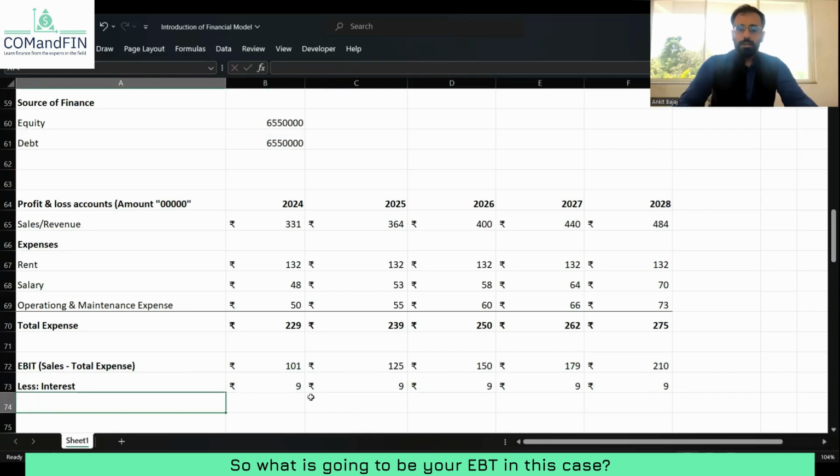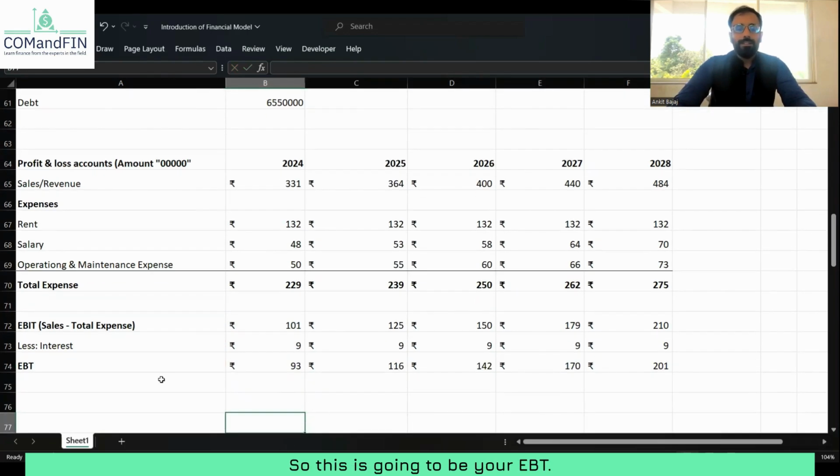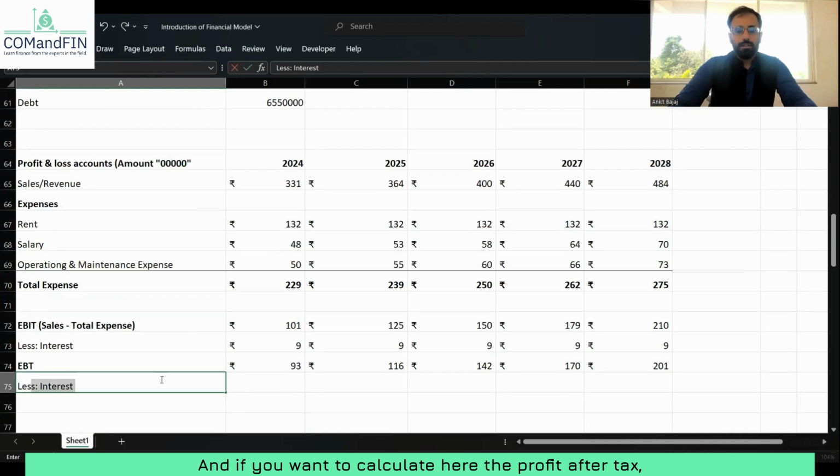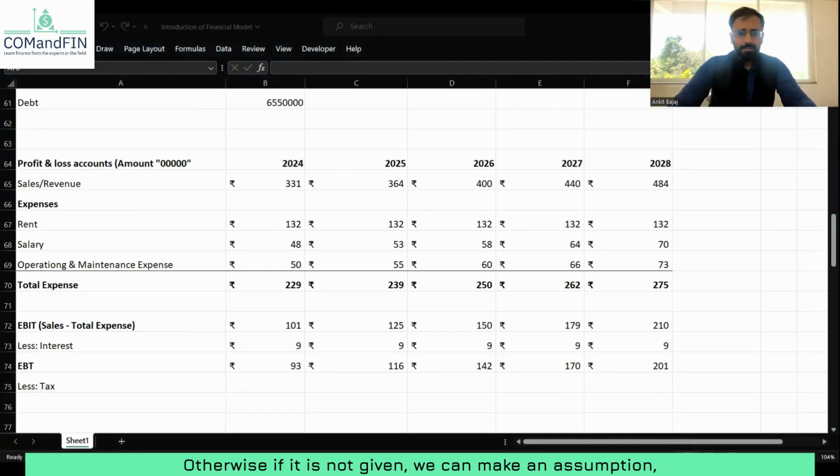So what is going to be your EBT in this case? Your EBT is going to be the difference between EBIT and interest, right? Then if you want to calculate the profit after tax, I will take the tax rate. Now let's see if the tax rate is given in the PPT. We can take it from there. Otherwise, if it is not given, we can make an assumption, right?